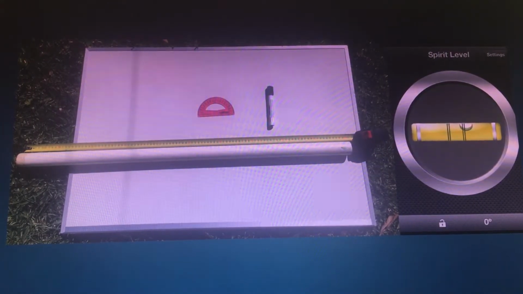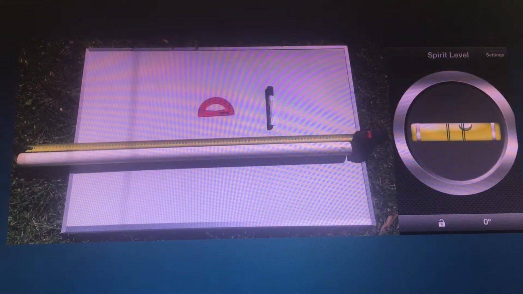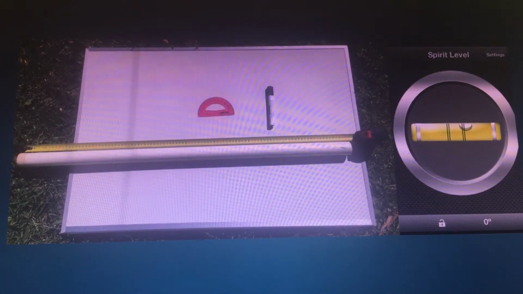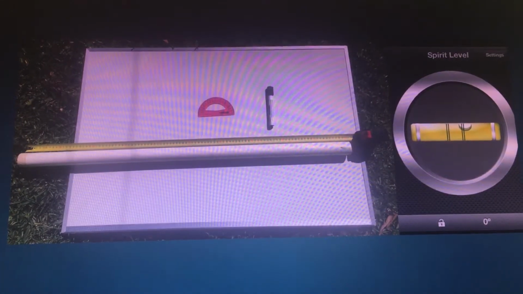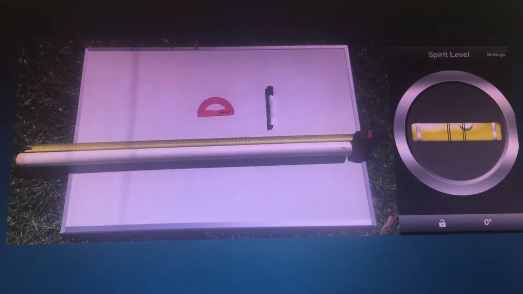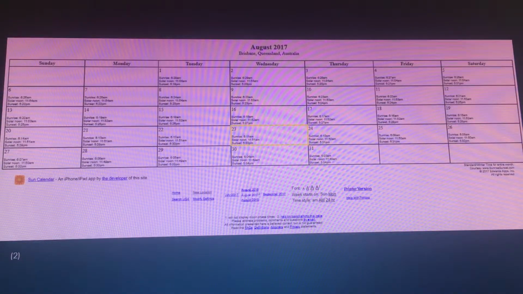For my part, I used a 1 meter plastic pipe with a whiteboard, a marker to mark the shadow, a tape measure, a protractor, and also a spirit level app on my phone to make sure the pipe was standing at 90 degrees to the surface of the board. I then used a website to check when the solar noon was for my particular day.